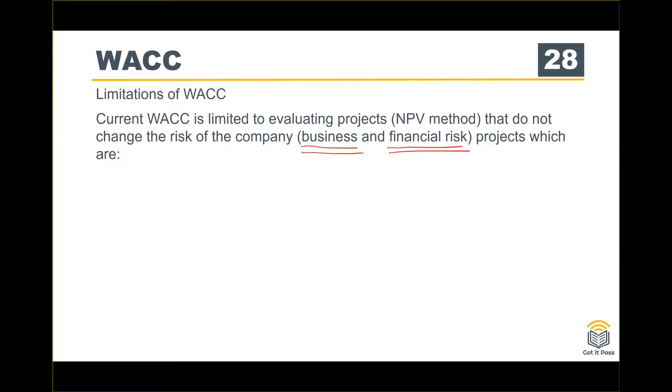So here the most important part, because especially when you use CAPM, the capital asset pricing model. Remember the beta. The beta is about the risk. So when you use the capital asset pricing model to estimate your cost of equity, then you have already considered the risk, the financial risk and business risk.